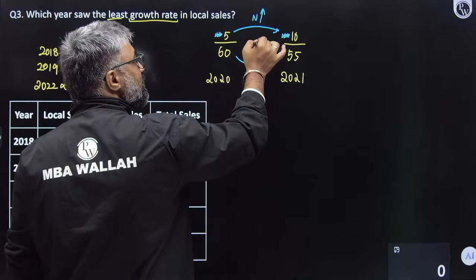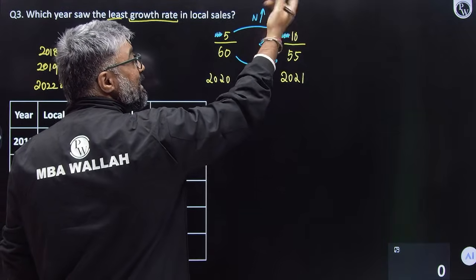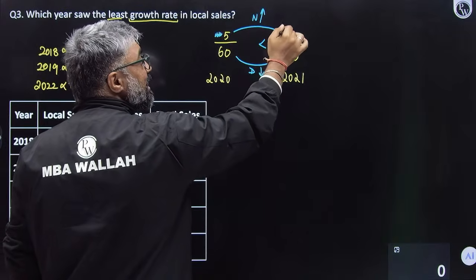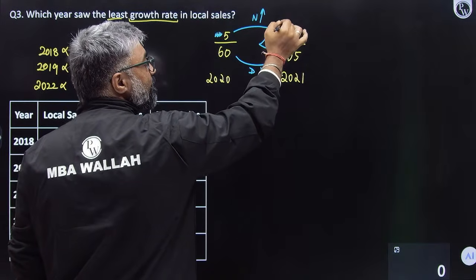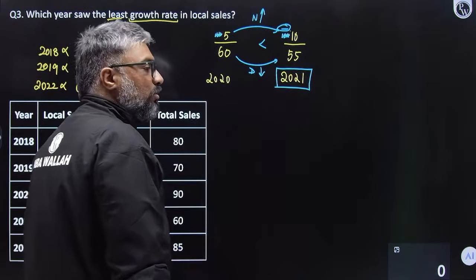So this is greater, but this is greater in negative. Mind you, this is greater in negative. The minus sign is still there. That means 2021 will have the least growth. Got it?